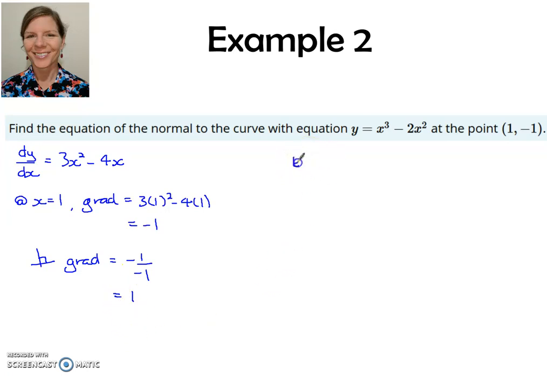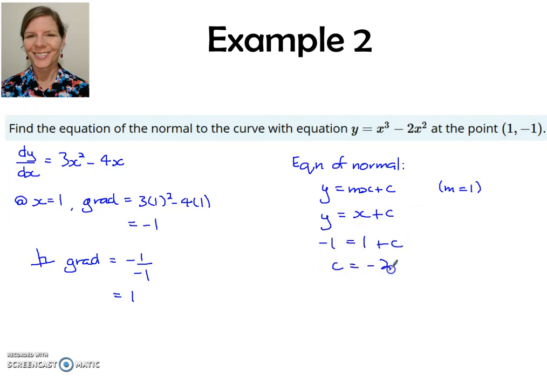Okay, so now the equation of the normal. We know it's in the form y equals mx plus c, so it's a straight line. Okay, we know the gradient is 1, so it's actually just y equals x plus c, m equals 1. Okay, and then we can put this value in. So -1 equals 1 plus c. c must be -2. Therefore, y equals x minus 2. And now this time, we found the equation of the normal line.